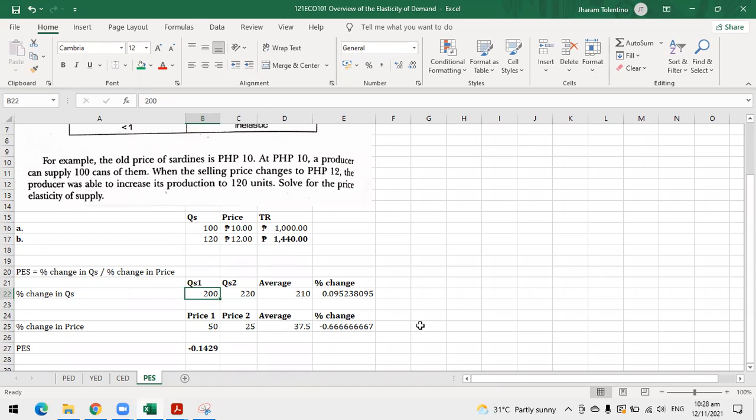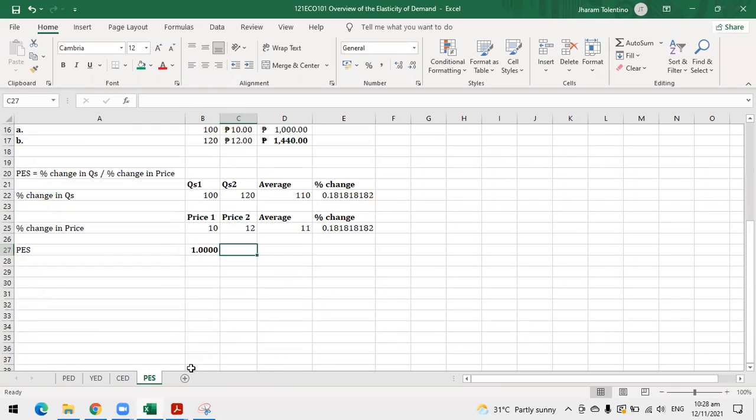So quantity supplied 1 is 100, naging 120. So you can see, the price of 10, naging 12. So dyan, we have 1. So anong tawag natin dito? It's actually unitary elastic siya. Okay. So it follows, no?